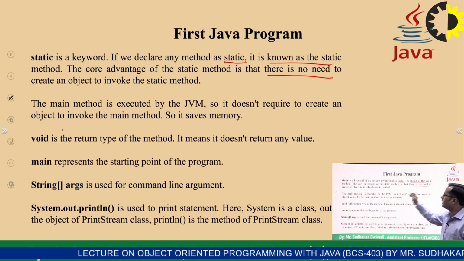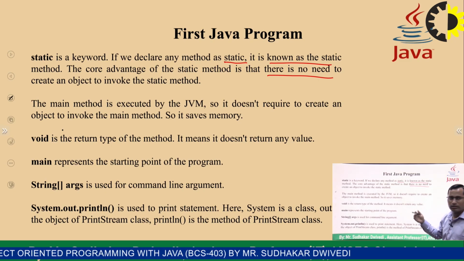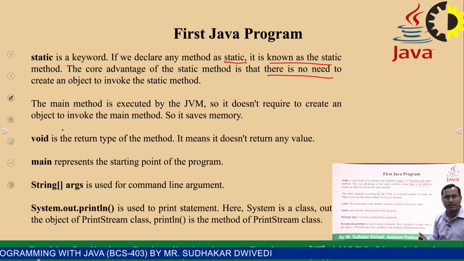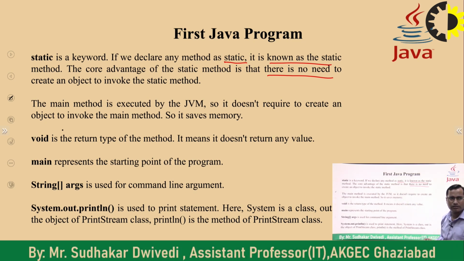there is no need to create an object to invoke static methods. That means static methods can be called directly without even creating an object of that class. This is the core advantage of static methods. Because this method is executed by the JVM, the Java Virtual Machine itself, it doesn't require creating any object to invoke this type of method. This also saves memory. Whenever we declare a method as static, we can call it directly.